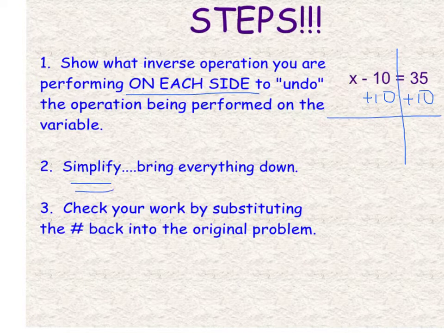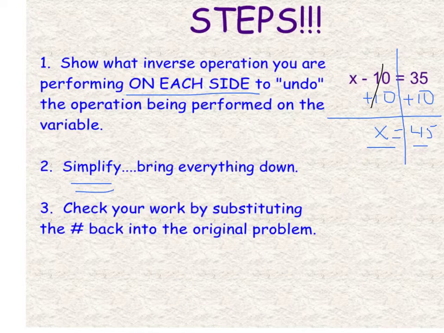And then you're going to simplify. So you're going to bring everything down. So x minus 10 plus 10 leaves just x because the 10s cancel out. And 35 plus 10 is 45. So now we have the variable on one side and a number on the other.